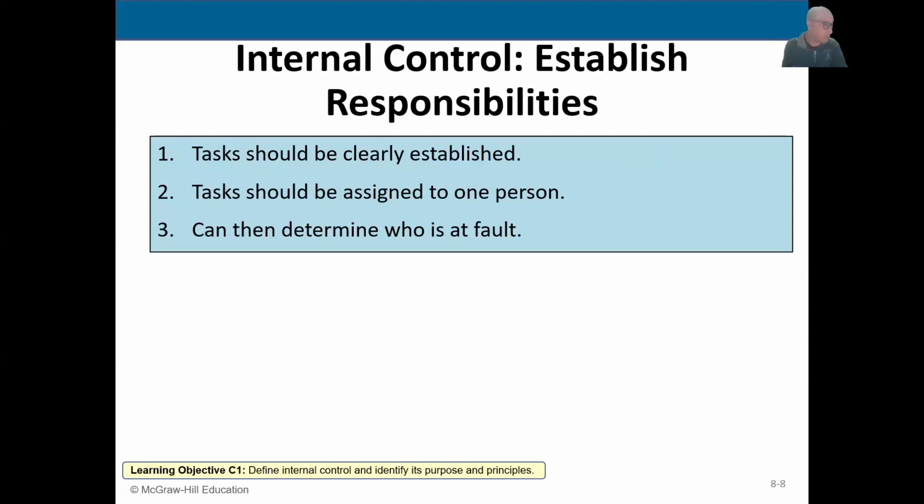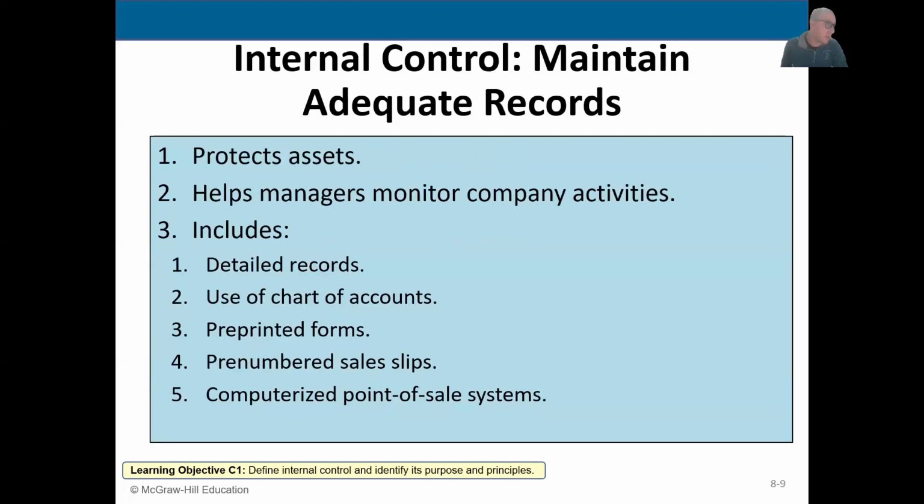We'll just breeze through these because we just talked about all those things. Establishing responsibilities: tasks should be assigned to individual people. This helps us determine who's at fault when something goes wrong. Maintaining adequate records, as I mentioned, means things like keeping detailed records, using the chart of accounts, pre-printed forms, pre-numbered sales slips, and using a POS, also known as a point of sale system. I don't even know why they say computerized anymore. Everything is.